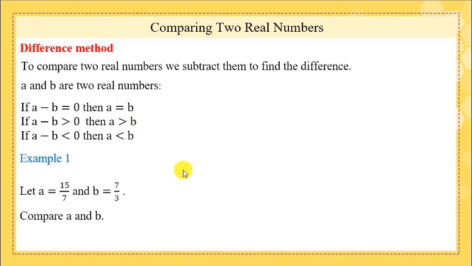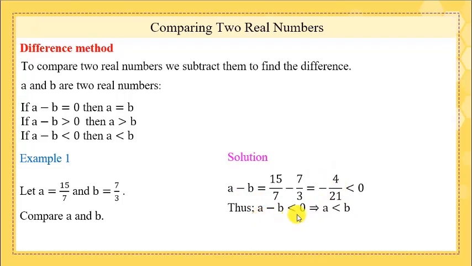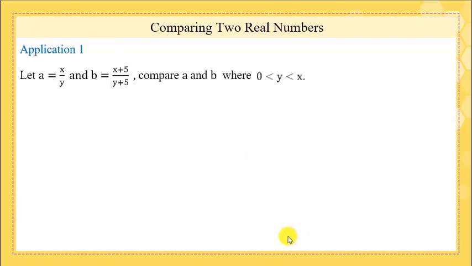Example 1. We have two numbers A and B and we want to compare them. We subtract these two numbers and we get a negative number here. Then the difference is less than 0 and A is less than B, so the first number is less than the second number. Application 1. Stop the video and try by yourself.